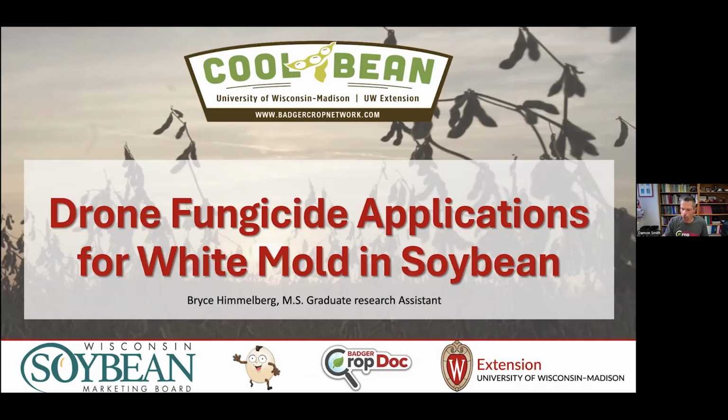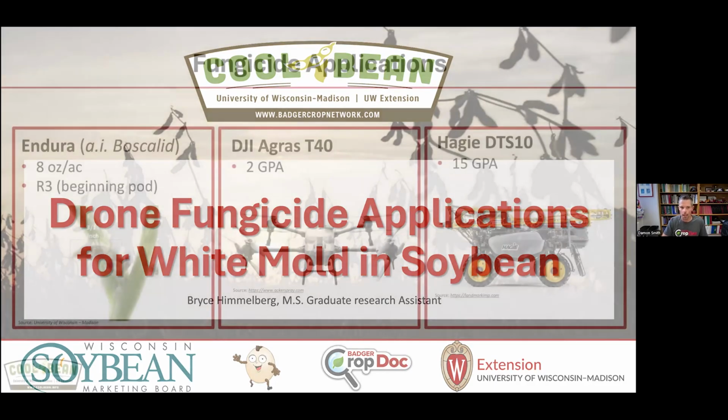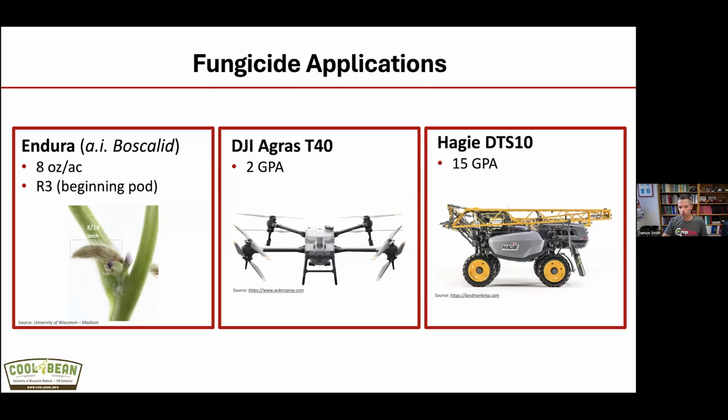We've been doing some drone work with Bryce over the last couple of seasons, trying to get a better handle on what's going on with drone applications compared to conventional 15 gallon per acre ground application, and can we use a drone to get into tighter areas of the field, drive fungicide down through a more dense canopy, maybe use it as a spot treatment type approach for white mold control.